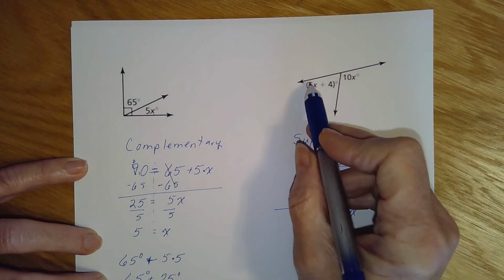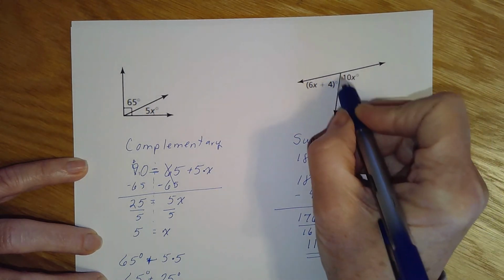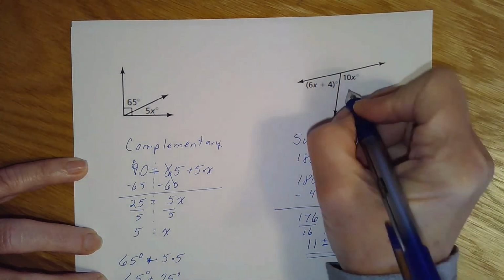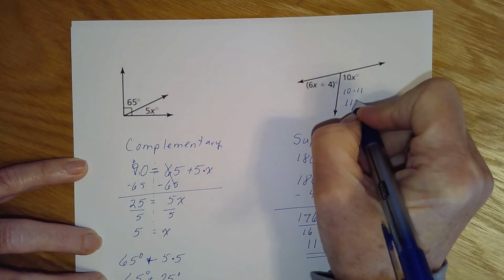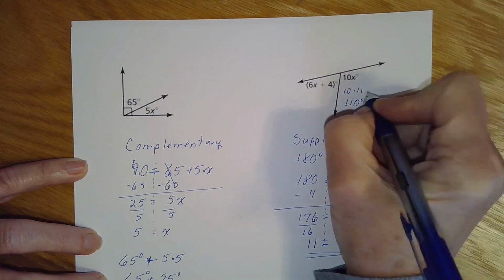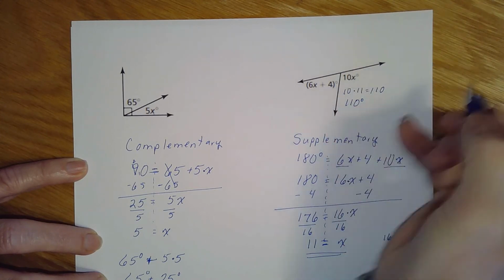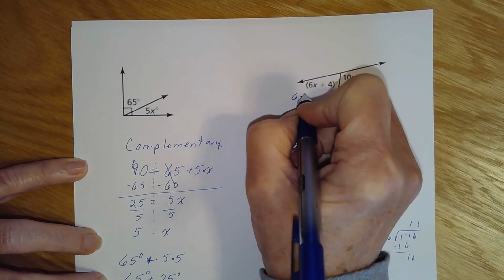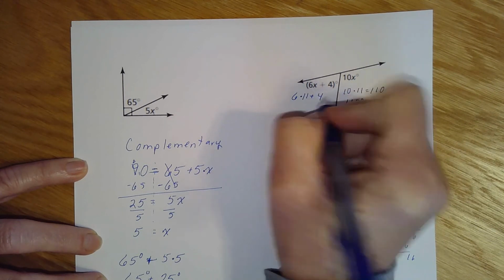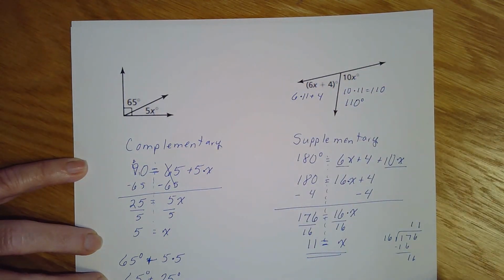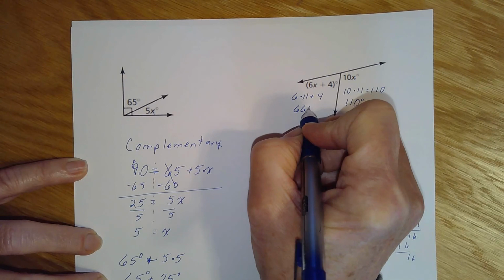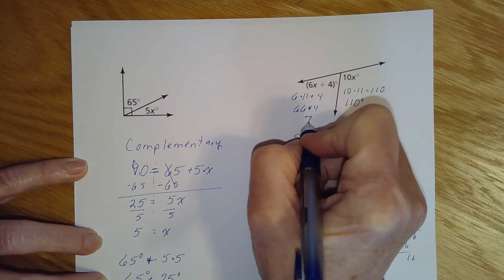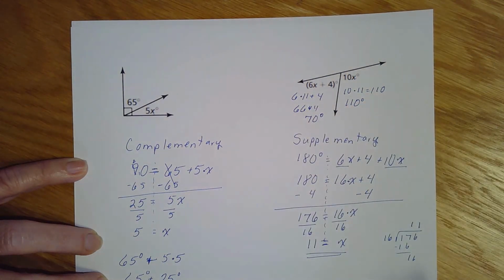If I wanted to know what the measure of this angle is, this angle would be 10 times 11. So this angle is 110 degrees. This angle is 6 times 11 plus 4. 6 times 11 is 66 plus 4. This is a 70-degree angle.